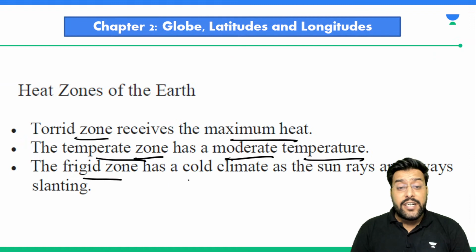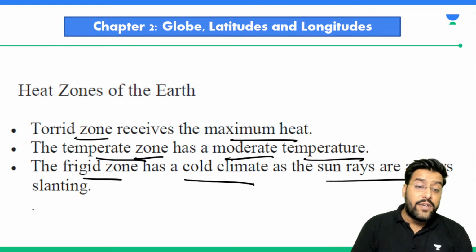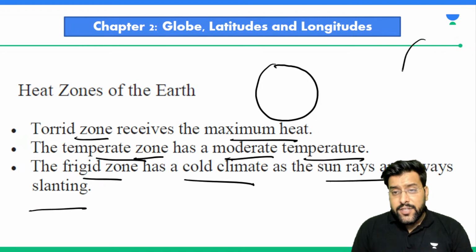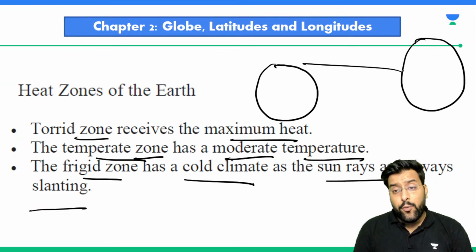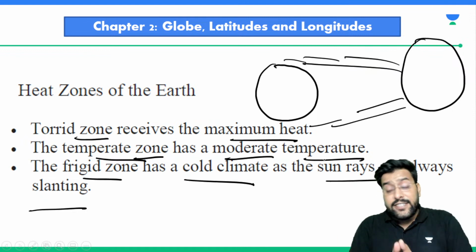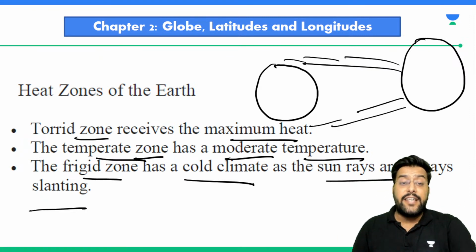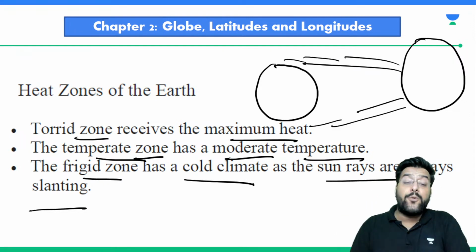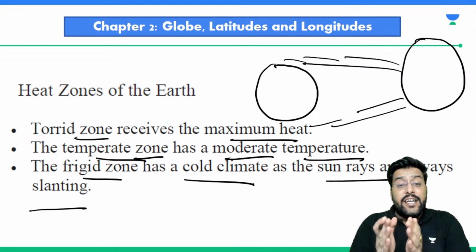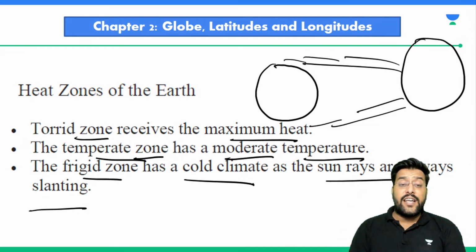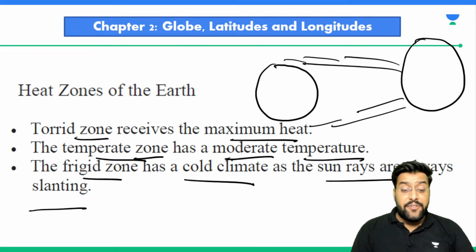Then we have frigid zone. It has a cold climate, as sun rays are always slanting. So what happens here is, if this is earth, this is sun, so sun rays falling on the poles are always slanting. So slanting means they will have to travel a longer distance, and heat losses take place while the rays travel. So by the time, covering that longer distance, these heat rays reach up to the poles, it becomes really difficult for them to heat that area. That's why very little heat of the sun reaches to the poles, and ultimately our poles become really cold zones, and we call them as frigid zones.